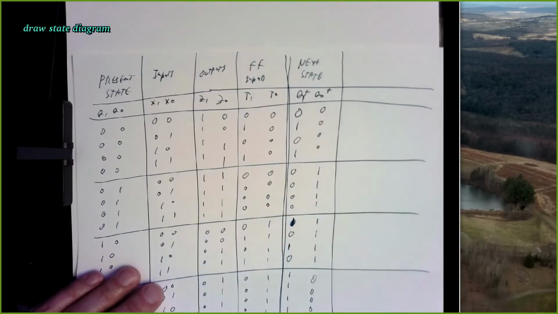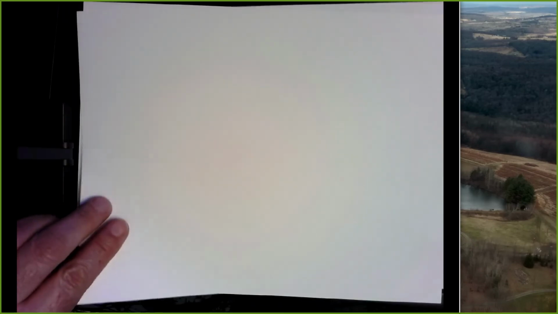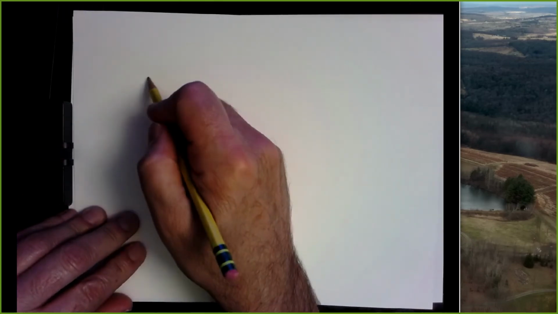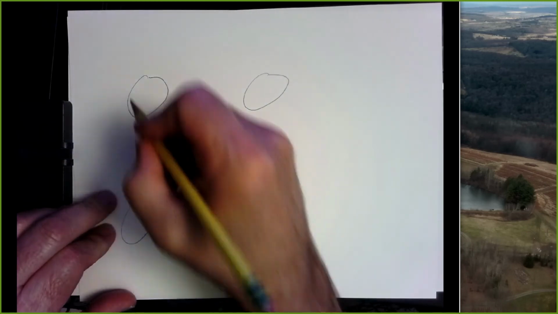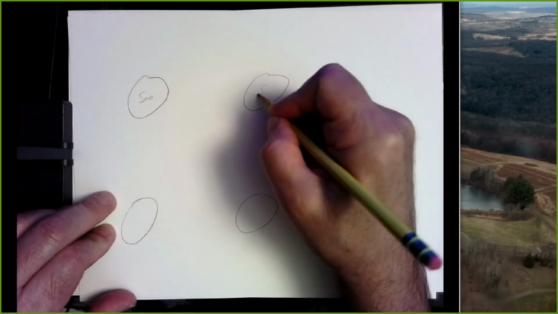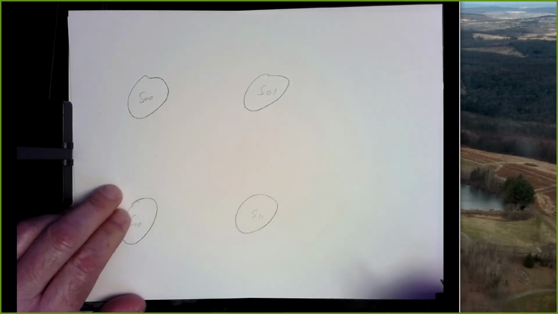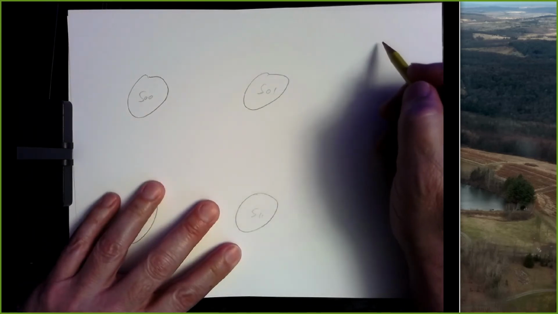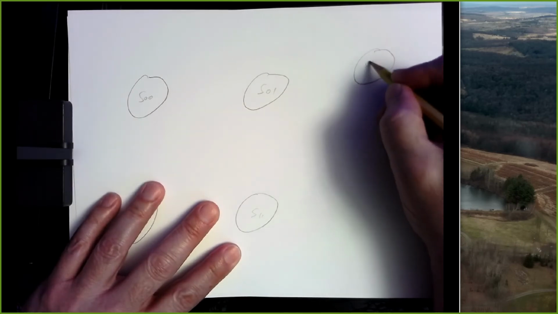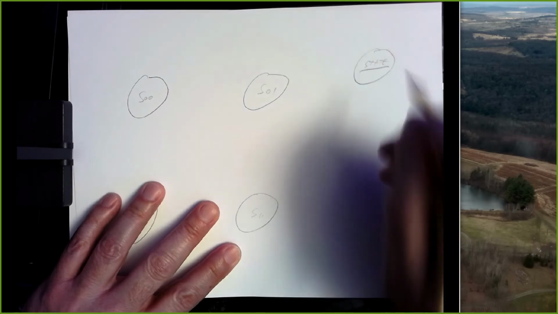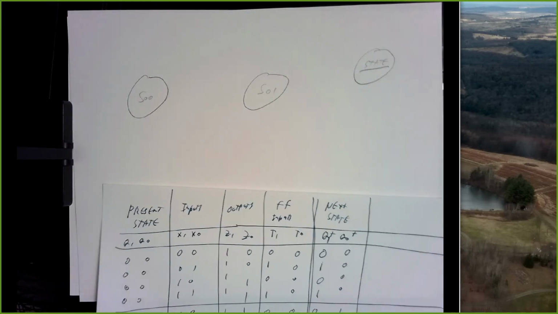And so these can take a few tries sometimes. But I'm just going to start off naively and say, let's do S00, S01, S10, S11. And I'm going to make my key over here so I know what my picture means. I'm going to list the state inside, and in the state bubble I'm going to list any Moore outputs.